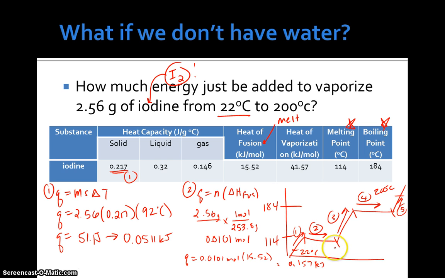What I'd like you to do is calculate the last 3 steps: how much energy we need to get to the boiling point, how much energy we need to boil, and how much energy we need to raise that steam to 200 degrees Celsius. You'll add all 5 of those numbers together to get your total. Once you get your total, come see me, and if it's right, you get your homework for the night. Good luck, guys.